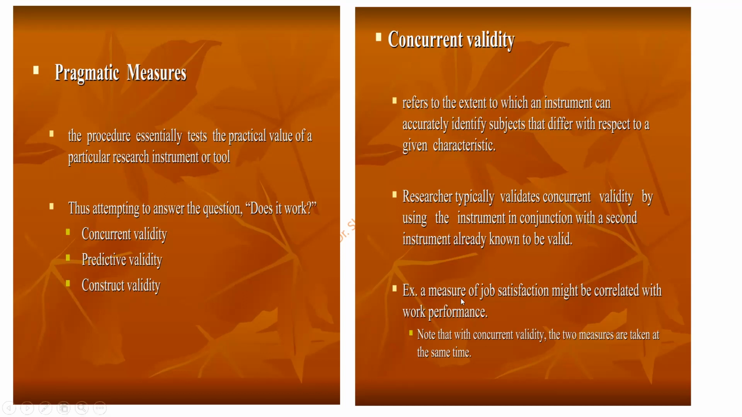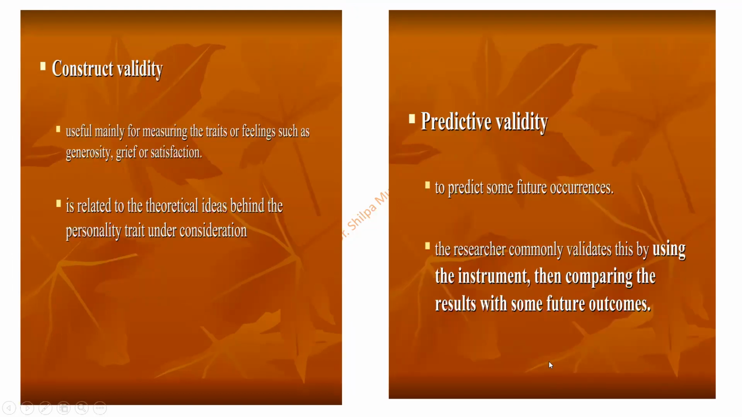For example, a measure of job satisfaction might be correlated with work performance. So here two measures are there. First, you have to measure job satisfaction, and the job satisfaction is correlated with the work performance. So work performance also you need to measure. So two measures are taken at the same time in concurrent validity.